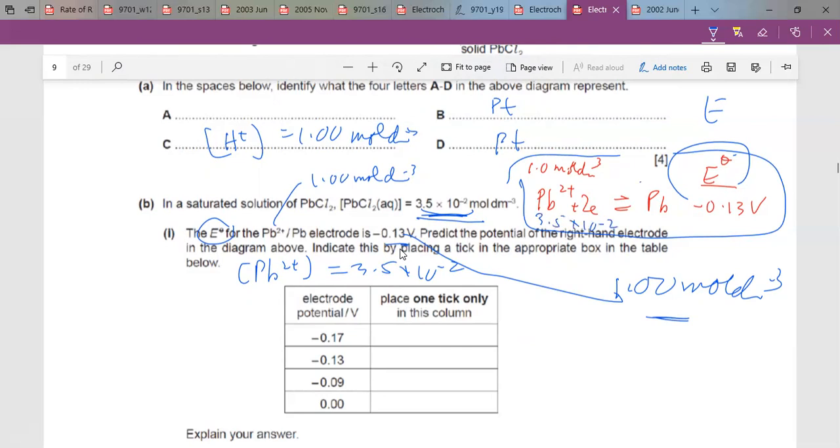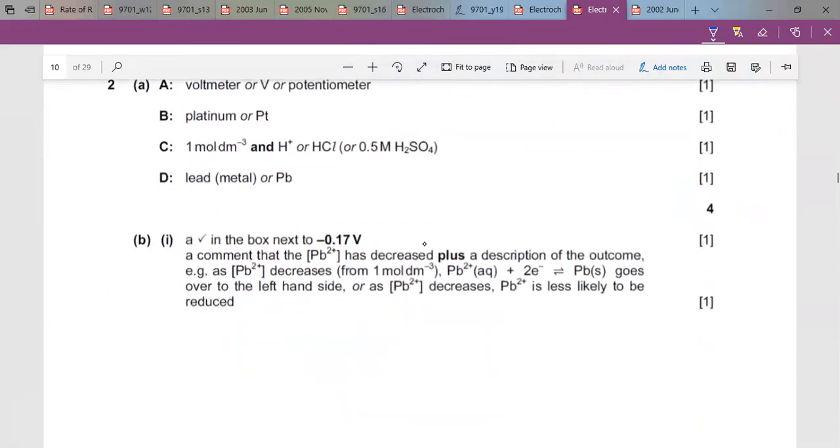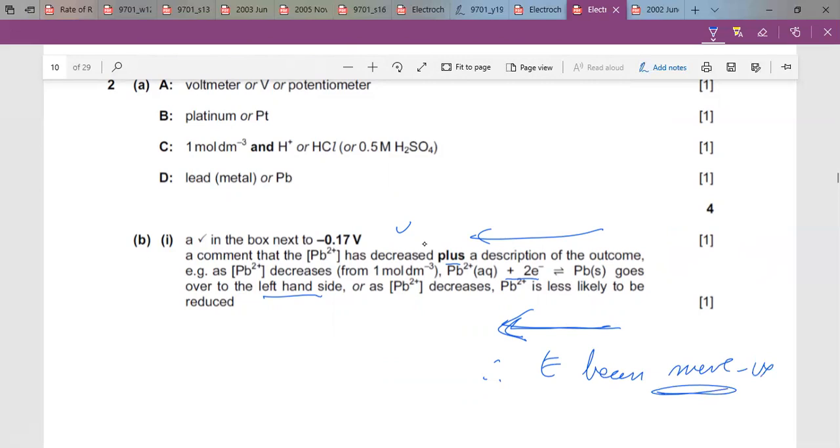So what happens to the equilibrium position? It will shift backwards. If you shift backwards, it becomes more negative, going back faster. So it becomes more negative, minus 0.17 is the only one. This is less negative, this is zero. Tick correct. Comment: Pb2+ has decreased from one here, so the equation shifts left. Therefore E becomes more negative. Add this inside. How you answer it is very important.